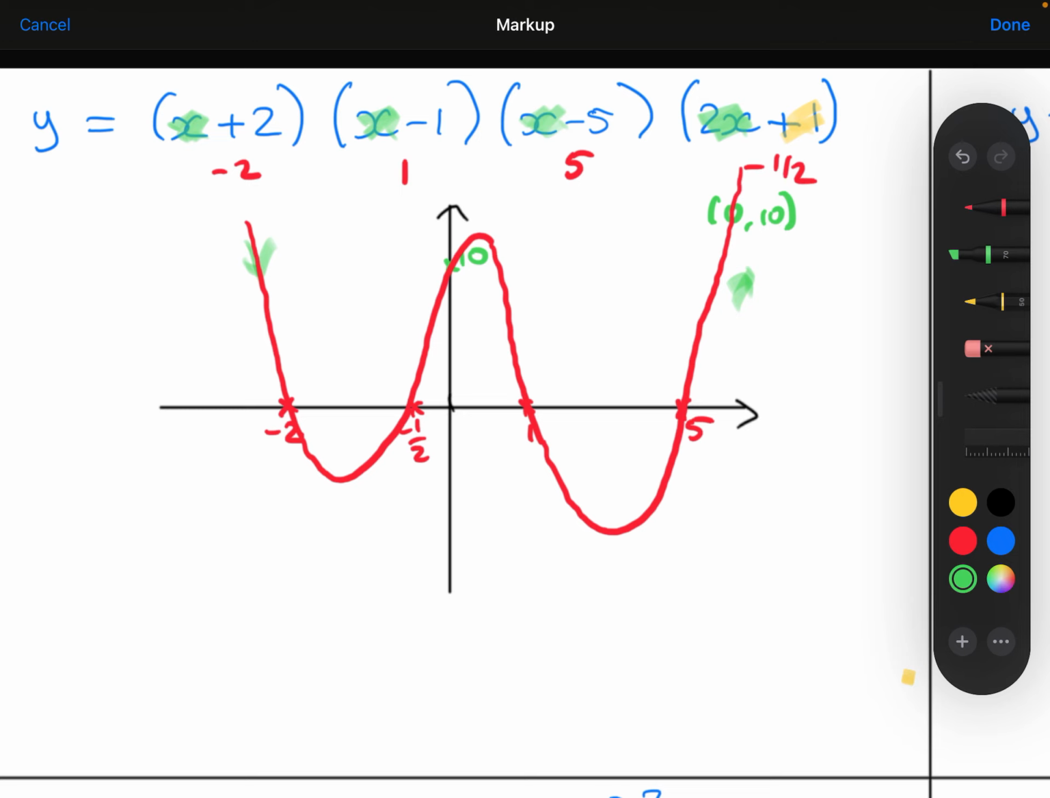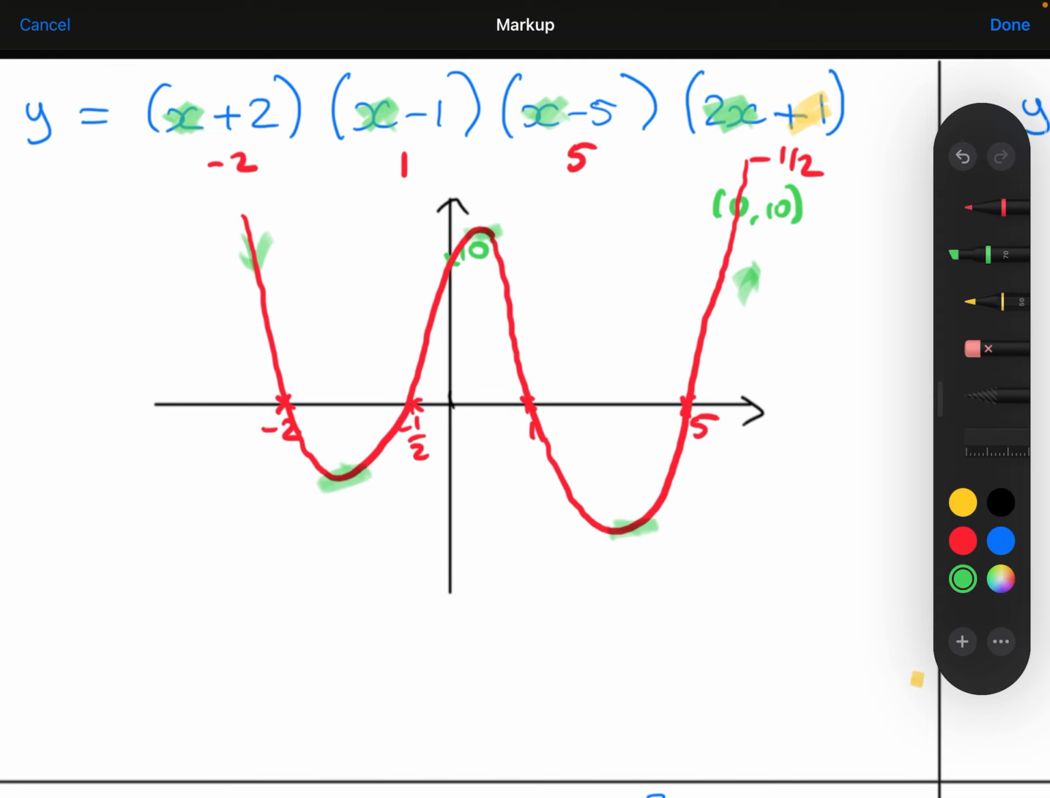Like I say, don't worry too much about your turning points here. If you drew your turning points a little bit lower, for example, you might have drawn this a bit lower here. That's absolutely fine for now. We're not going to work out the exact coordinates of these points yet. We'll do that a little bit later on in the year. So don't worry about how far down you draw those turning points for now.